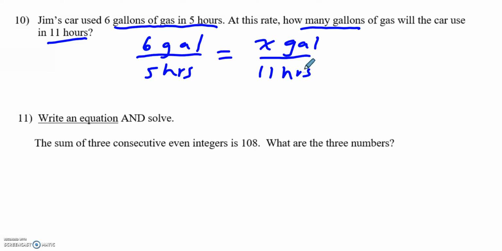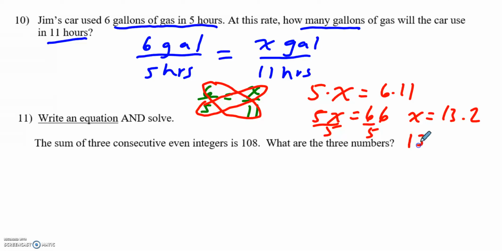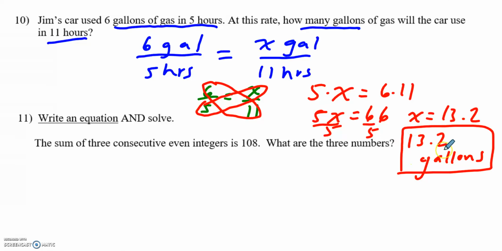Now some of you might remember in class I said that you don't need the units at this point, so you could write a different proportion. 6 is to 5 as x is to 11. And if we have a fraction equaling a fraction, that's when cross multiplication is applicable. So we'd have 5 times x equals 6 times 11, or 5x equals 66. And if I divide both by 5, 66 divided by 5 is 13.2. But because this is a word problem, it would be 13.2 gallons. Or technically 13.2 gallons in 11 hours.